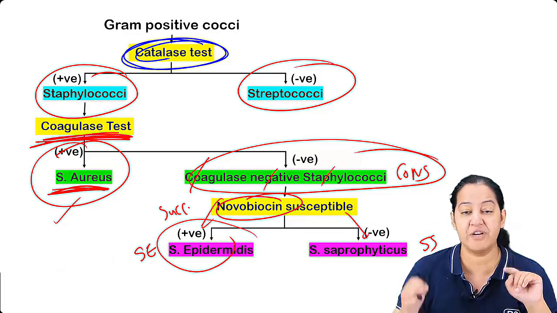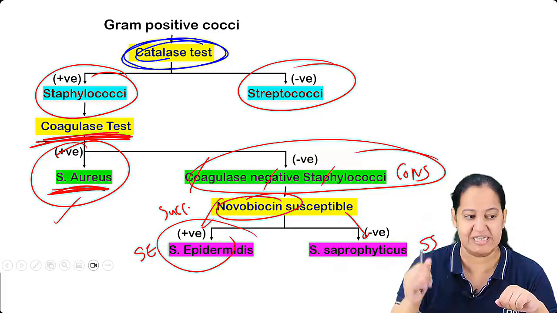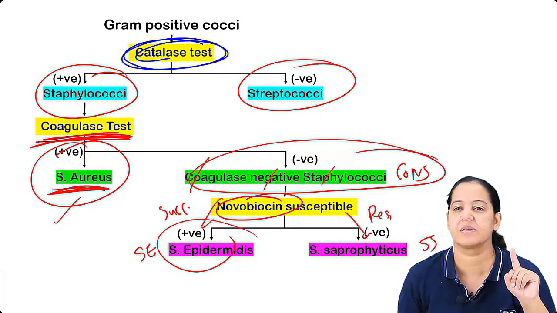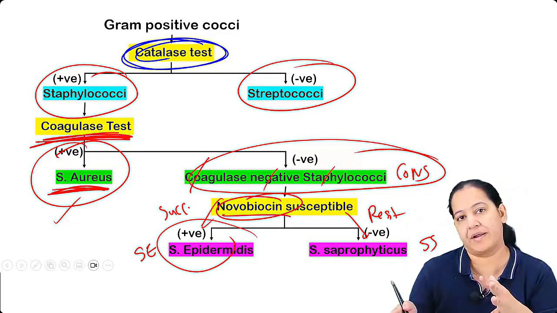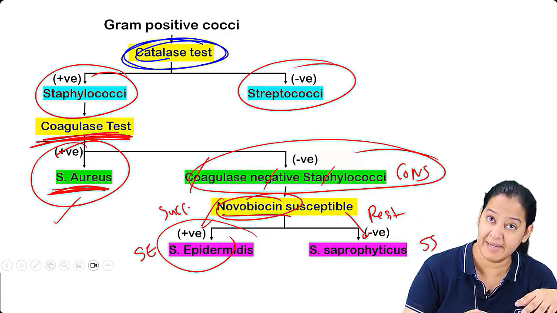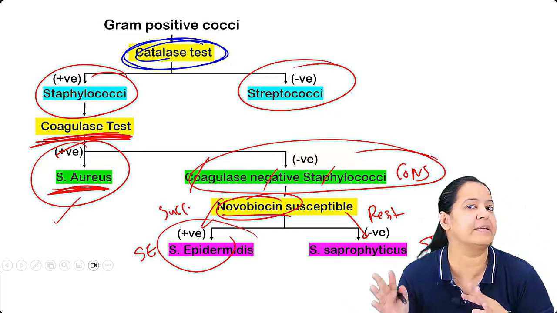But saprophyticus is very strong. If you put novobiocin, it will not kill it. It is resistant. So saprophyticus is resistant. Put a few drops of novobiocin and see whether it is killed or not killed. If it is killed, I mean it is susceptible, it is epidermidis. If it is not killed, I mean it is resistant, it is saprophyticus.